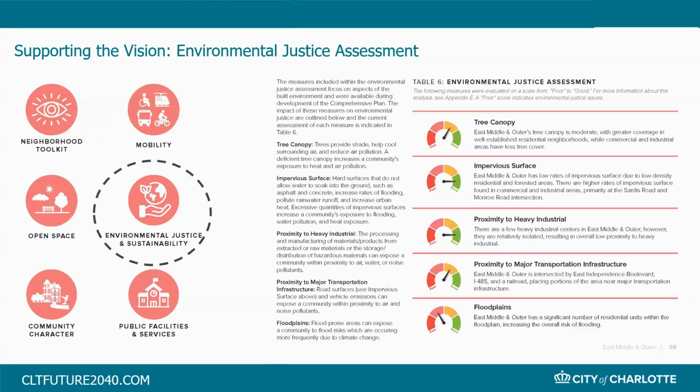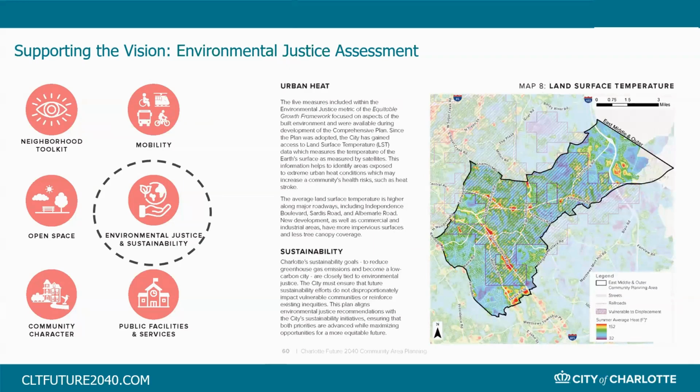The next section is environmental justice and sustainability. This section builds upon the comprehensive plan's vision to reduce environmental impacts across Charlotte. It provides more detailed analysis of the environmental impacts within the plan geography. It also introduces heat impacts as a new environmental metric that should be considered in future decision making.